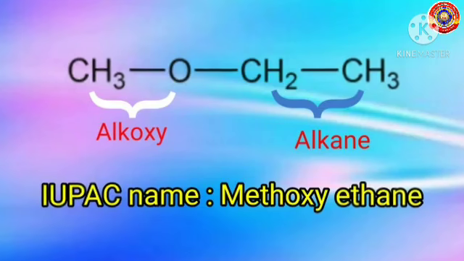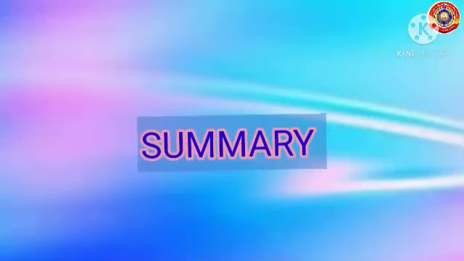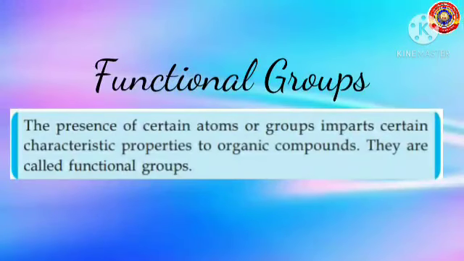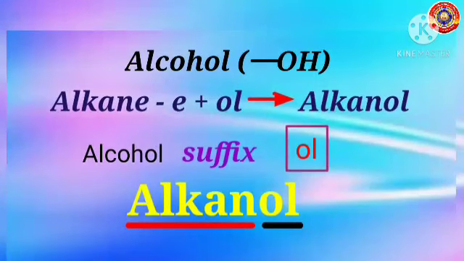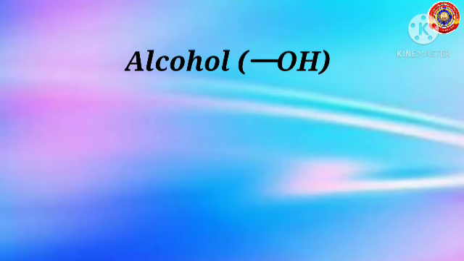Alright, so it's the time to wind up today's class. Today we discussed about functional groups. Functional groups are certain atoms or groups that impart certain characteristic properties to organic compounds. They are of different types. The first one is alcohol. The rule for naming alcohol is given as alkane minus E plus OL gives alkanol. The suffix OL is used for alcohols.